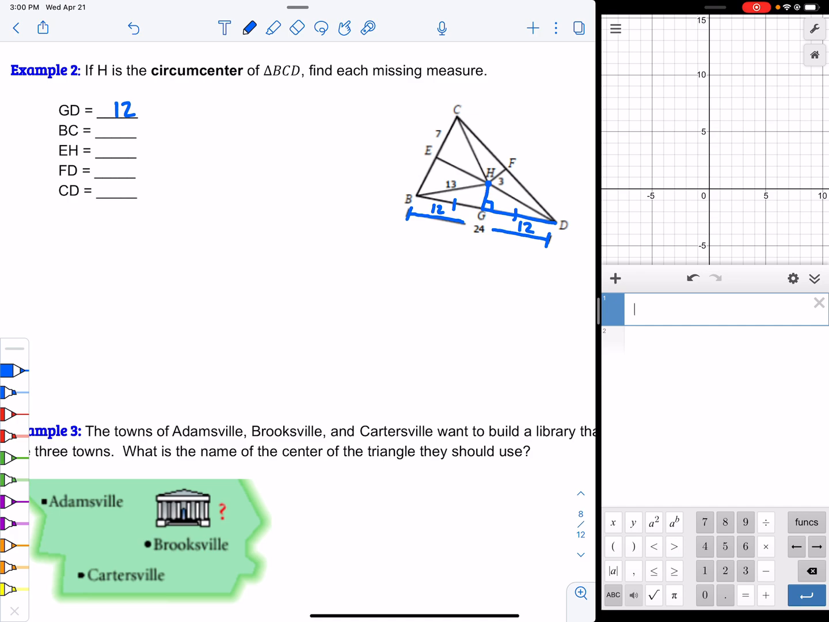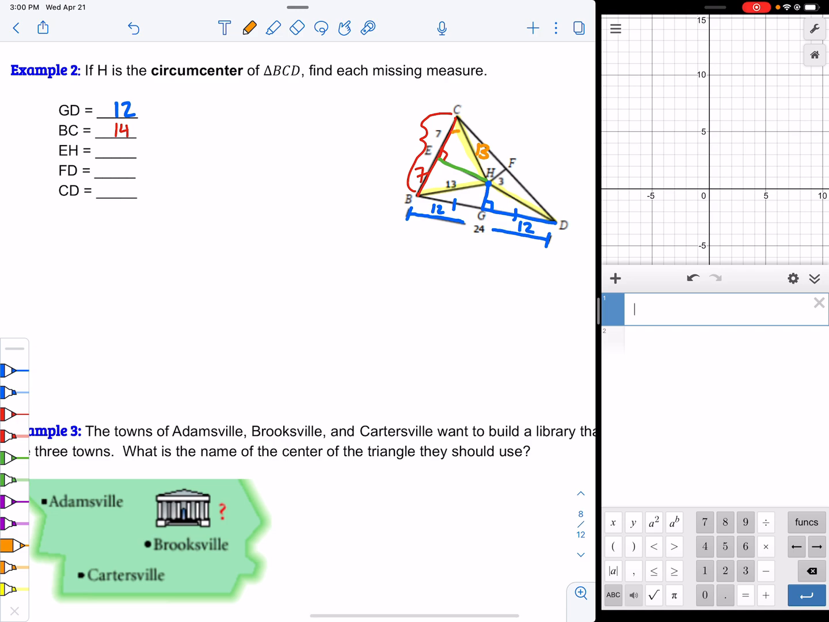Then they asked us to find BC, and we know that half of BC equals 7. And so the other half would also equal 7, so BC would have to equal 14. The next thing was EH. So let's look at what we know about EH. So I can see that they've given us this 13 for BH. That would be equivalent to CH and DH. So they would all equal 13 right there, which will help us to figure out EH.